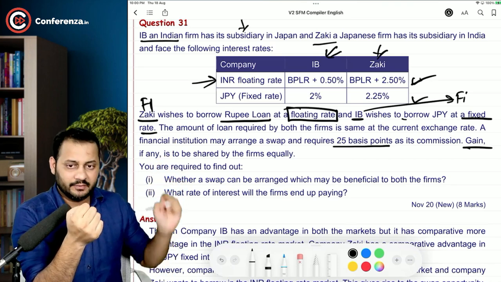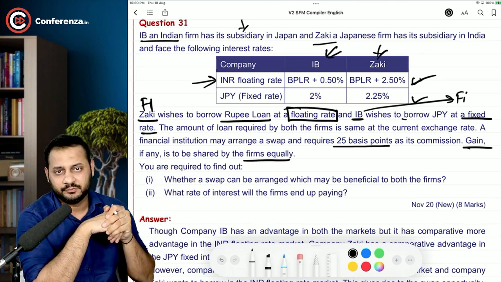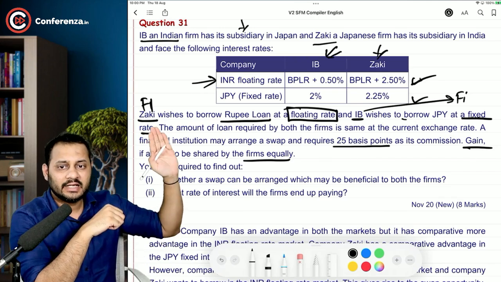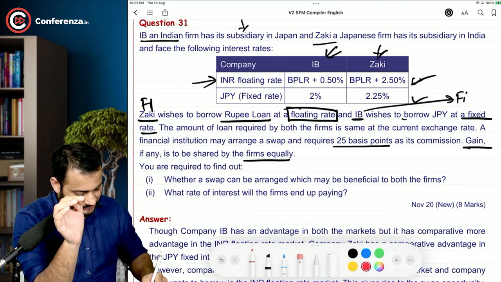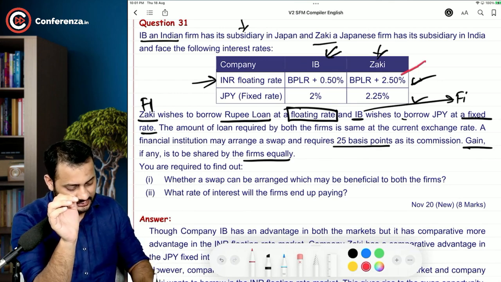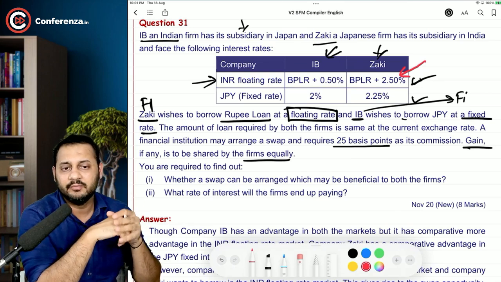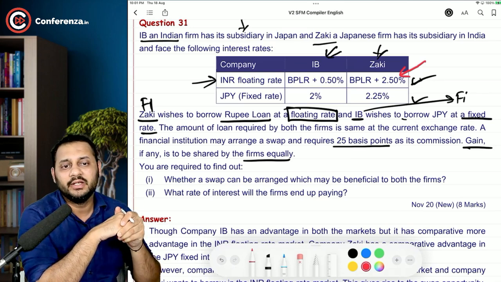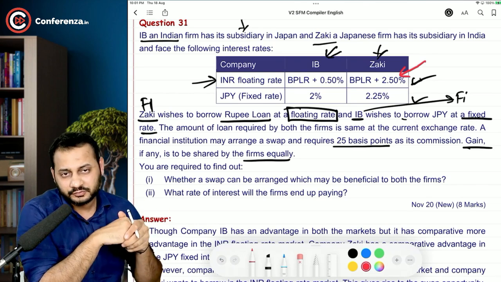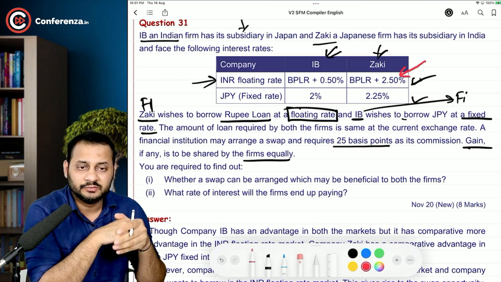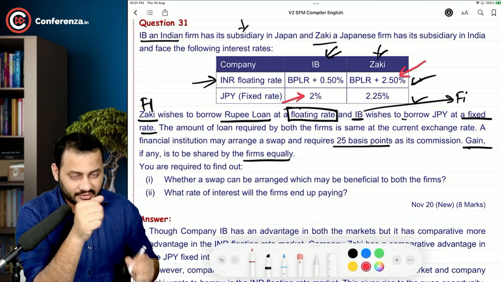Gain, if any, is to be shared by the firms equally. Now what does that mean? Zaki wishes to borrow at a floating rate, and it is costing that company BPLR plus 2.5%. BPLR is also a floating rate. And IB wishes to borrow at a fixed rate.